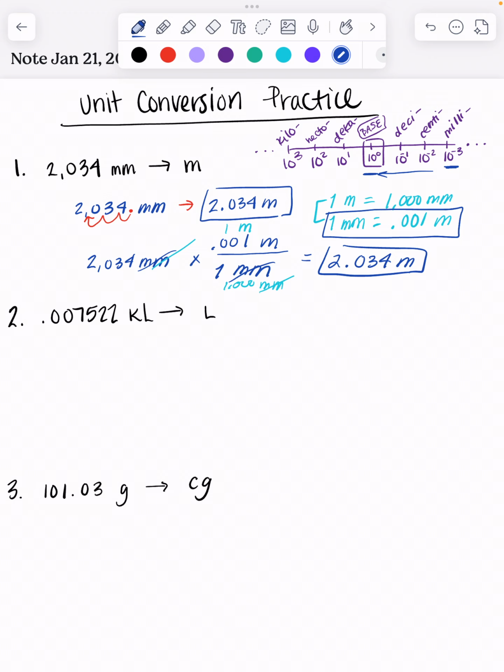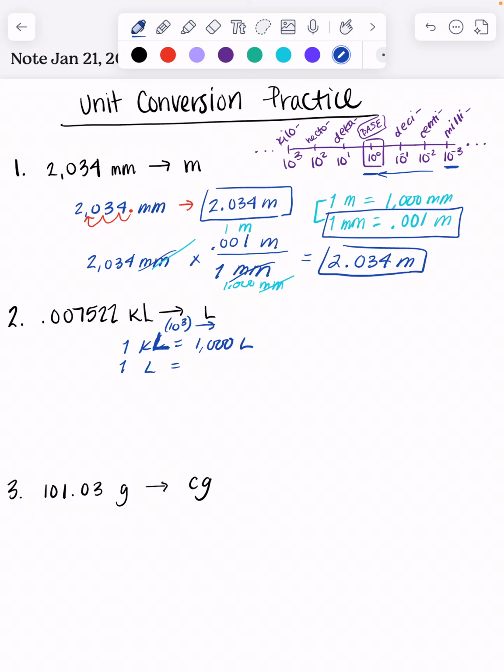All right, so number 2, 0.007522 kiloliters to liters. Look at that. I want to set up my equivalencies. So 1 kiloliter equals, and then 1 liter equals. I want to be like, hey, what the heck does this equal? So 1 kiloliter, to get to liters, I have to go to the right by 3, which means that I'm going to have more liters per every 1 kiloliter. So I have 1,000, right? Kilo, 10 to the 3. I got to move 3 to the right. Yes. So 1 kiloliter equals 1,000 liters.